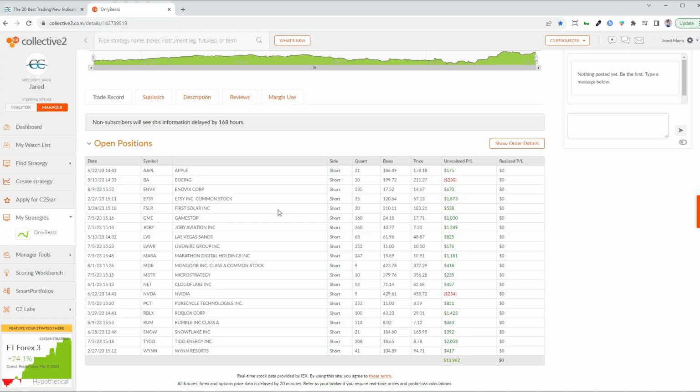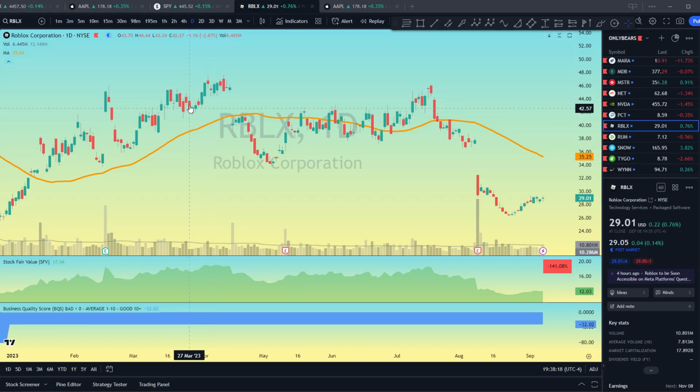So one of my short positions in this portfolio is Roblox, which I shorted back on the 29th of March at $43 a share. And that was back up around here. And if you look down here in the stock fair value, when I hover over that, you'll see my stock fair value indicator had it at $17 a share, and we were trading at 43. And the business quality score was showing really weak too at -32.